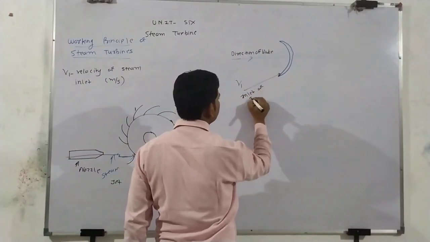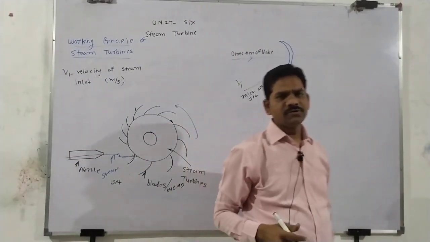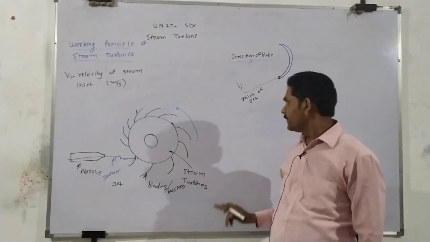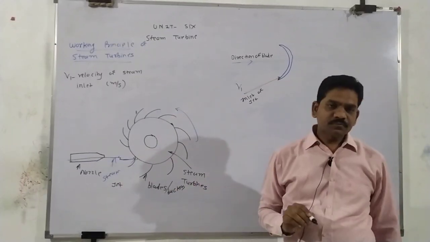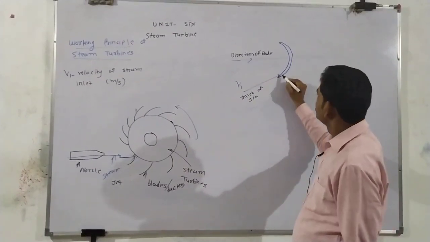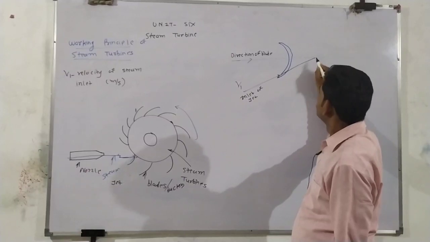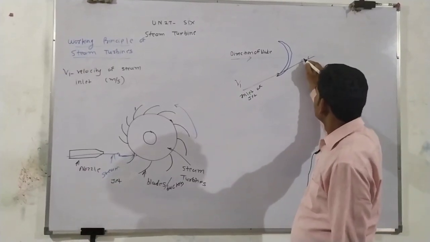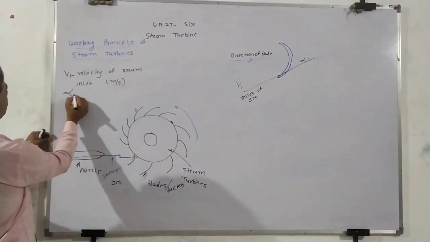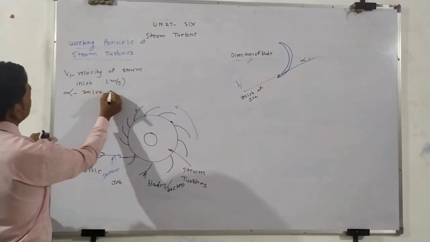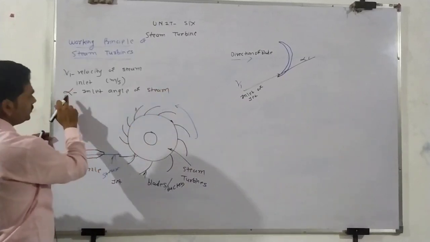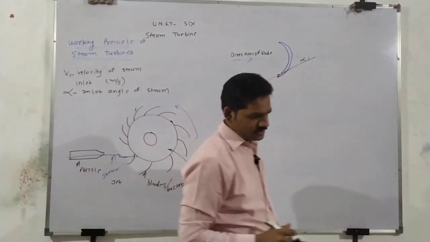Inlet of the jet means the nozzle steam. We can use one word, jet. Steam jet at velocity V1. This V1 velocity strikes on the blades. Whenever it strikes the blades, an angle is made here. This is the inlet angle, alpha. Alpha is the inlet angle of the steam. You listen carefully. Alpha is the inlet angle of a steam.